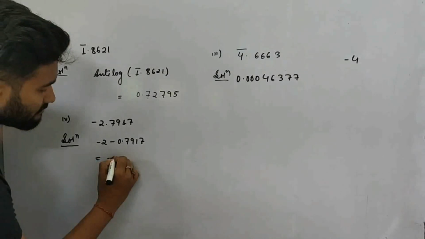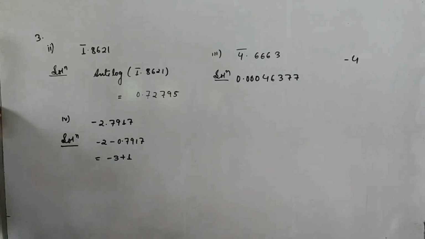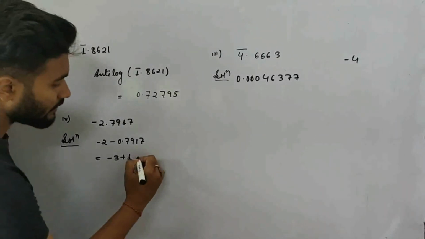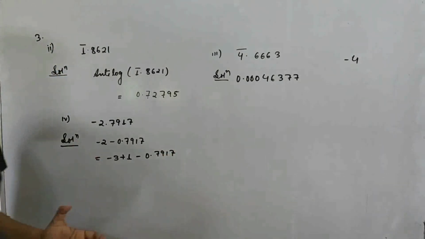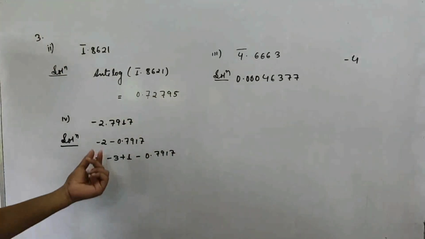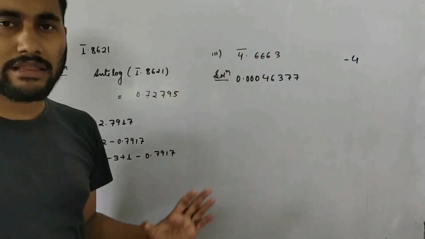I can express this as minus 3 plus 1. Oh no, minus 3 plus 1 is what? Minus 2 only. And then what is left? Minus 0.7917. Very simple, just take one more value. Minus 2 as what? Minus 3 plus 1. Minus 4 is what? Minus 5 plus 1, like that, okay?